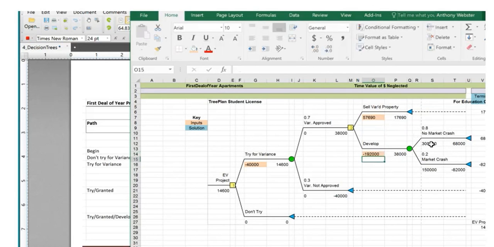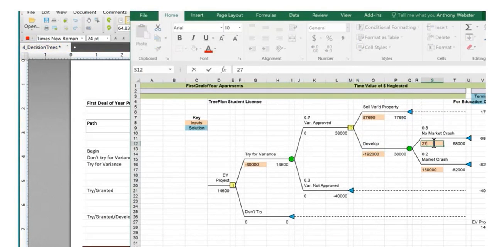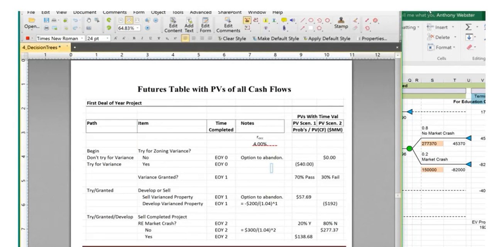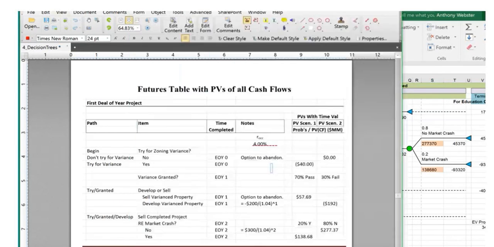Okay, and what else happens here? If there's no market crash, we get 300,000. If there's a market crash, we get 150,000 in those 1,000 units. Discounting both of those numbers back to their apples-to-apples equivalent values at t equals 0, I get 277,370. And I get here, instead of 150, 138,680. Okay, that was easy, right? Pretty straightforward.